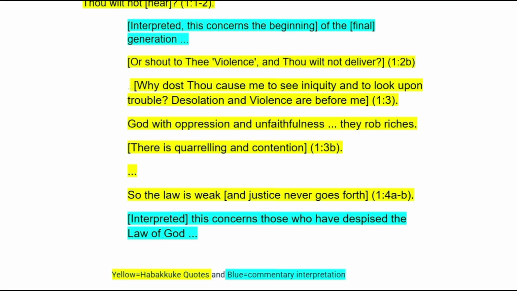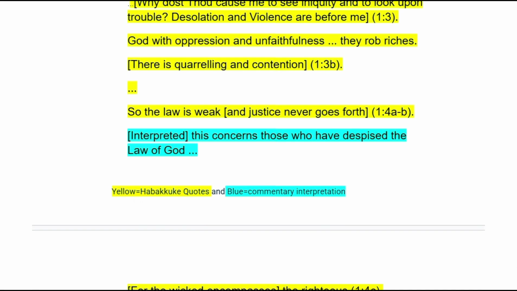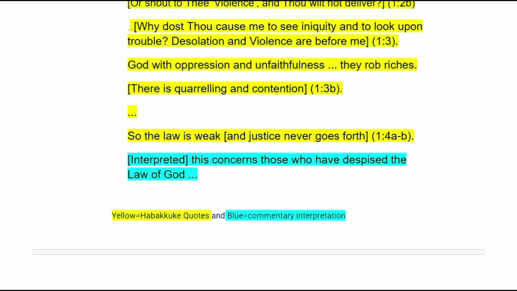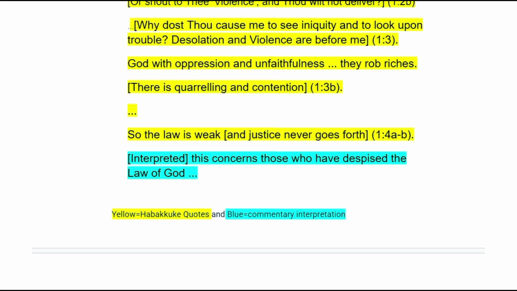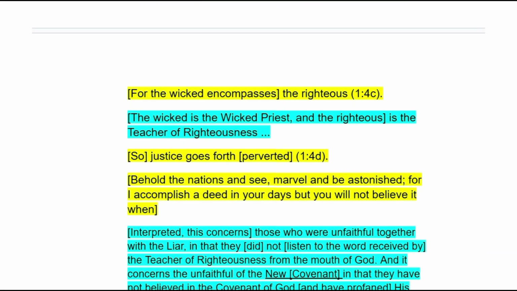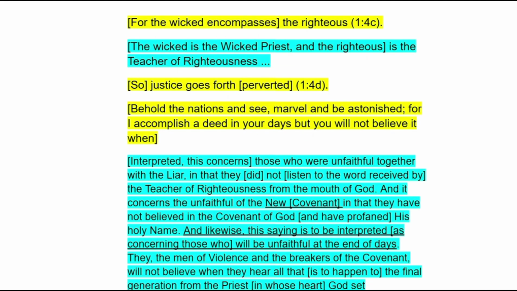Why dost thou cause me to see iniquity, and to look upon trouble? Desolation and violence are before me, with oppression and unfaithfulness. They rob riches. There is quailing and contention. So the law is weak, and justice never goes forth." This concerns those who have despised the law of God. Okay, that's pretty interesting. So obviously this is talking about those who have gone against the law of God.